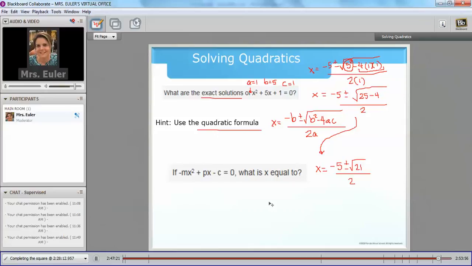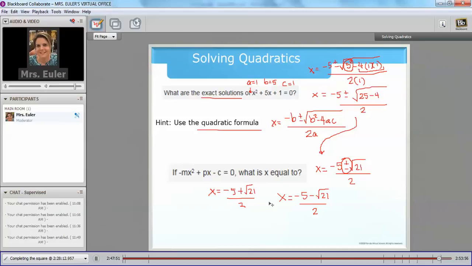In fact, it's 2 solutions, because remember this plus or minus means there's 2 separate solutions. One of the solutions is negative 5 plus the square root of 21 over 2. And the other solution is negative 5 minus the square root of 21 over 2. We simply save time and energy by writing them together with that plus or minus. But it really means 2 separate answers.